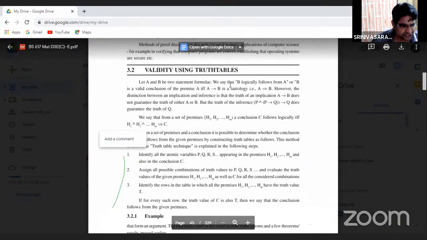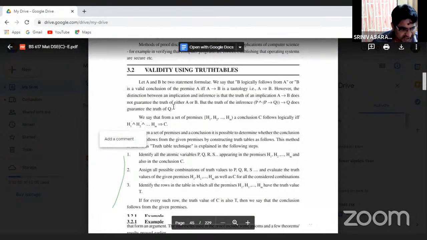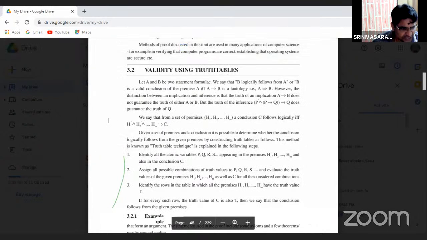Validity using the truth tables. What is validity? It's a very simple concept. Okay, you have to observe clearly. A and B are two statement formulas.